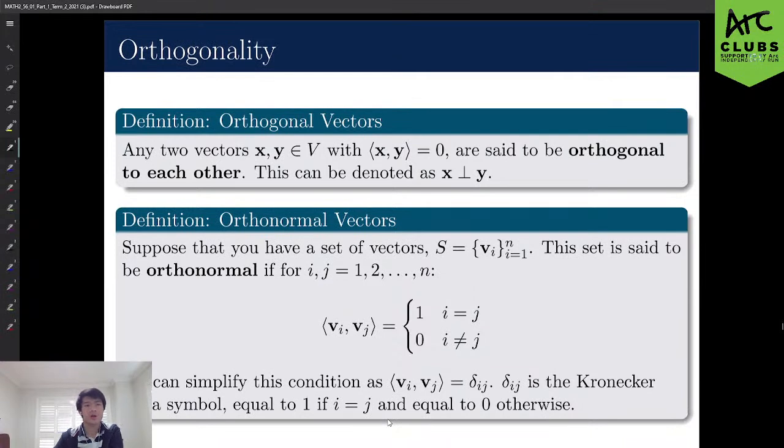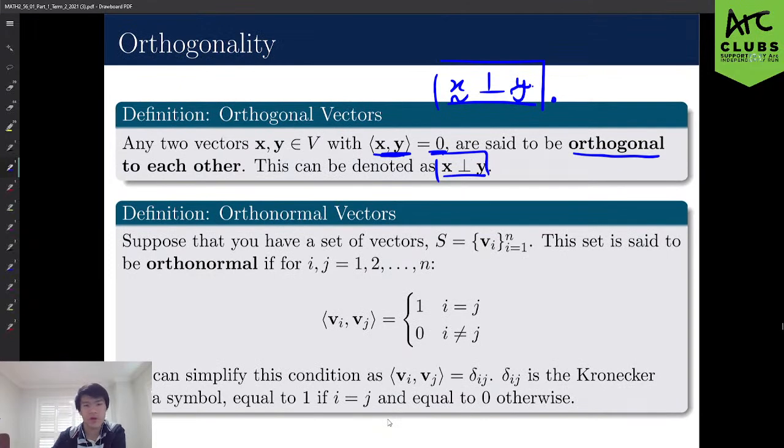So we're going to talk about another property of inner products, orthogonal vectors. If this inner product is equal to 0, then they're called orthogonal. We've seen this as perpendicular, but we can extend this to orthogonality. We denote this as x is orthogonal to y.